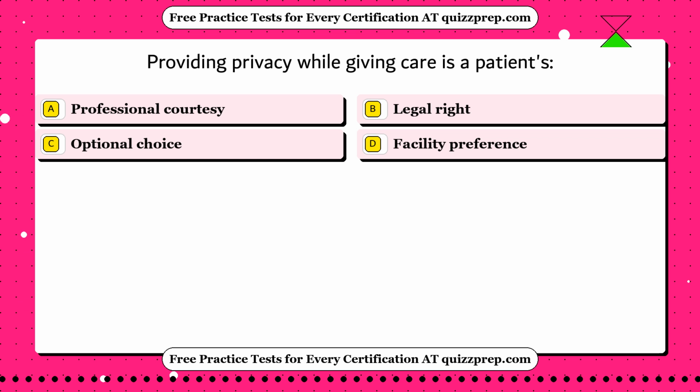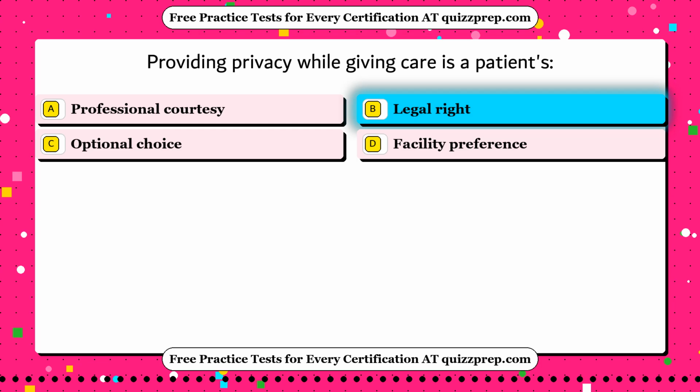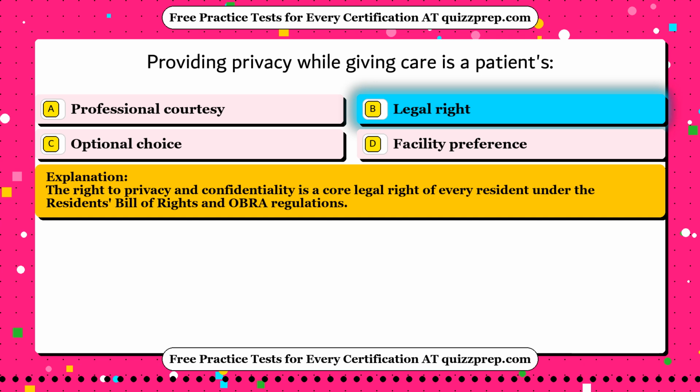Question 6. Providing privacy while giving care is a patient's: Option A, professional courtesy. Option B, legal right. Option C, optional choice. Option D, facility preference. The correct answer is option B, legal right. The right to privacy and confidentiality is a core legal right of every resident under the Residents' Bill of Rights and OBRA regulations.